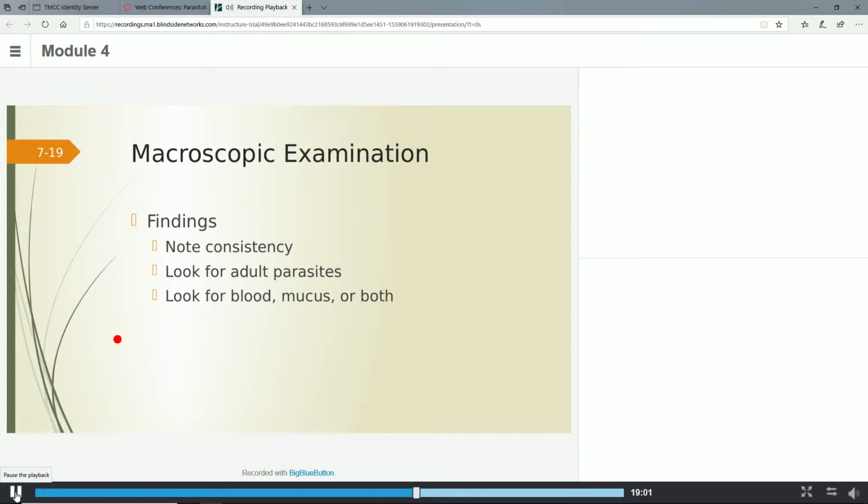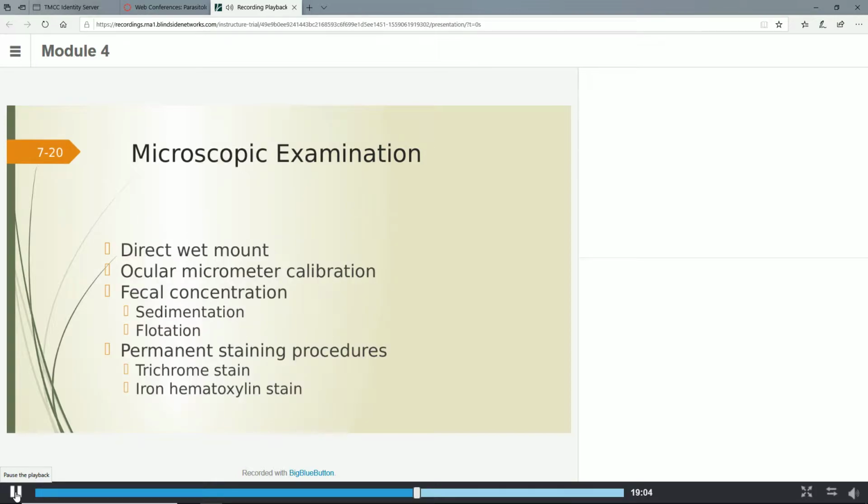Oh, I guess, sorry, that's more for microscopic. So let's get into microscopic next.